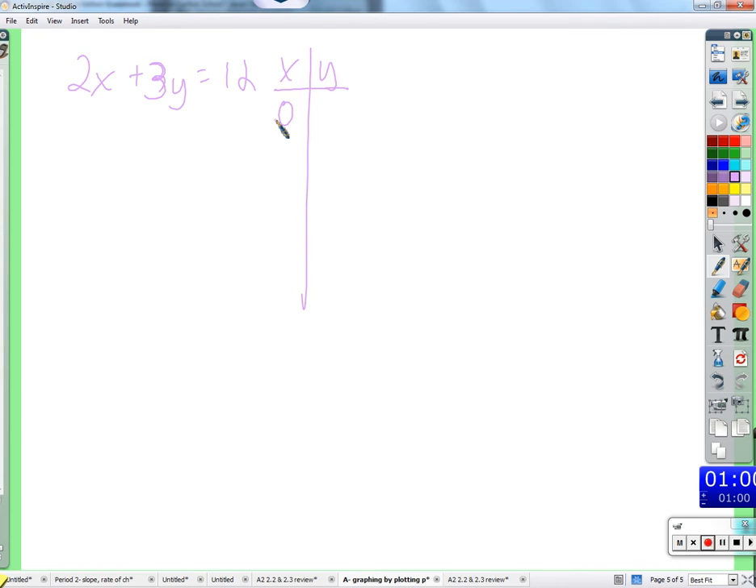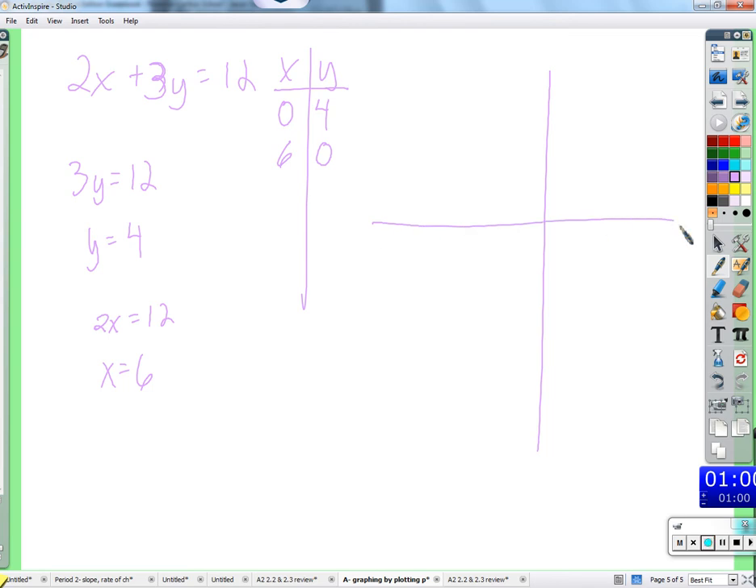Okay. So if we put in 0 for x, 3y equals 12 is left. Clearly y is 4. Another thing that would be really easy to do is plug in 0 again, but for y, and then figure out what x would be. So then 2x equals 12, and x equals 6. Conveniently, we know that this is going to be a line if it's number times x plus number times y equals number. So we just need to find 2 points.